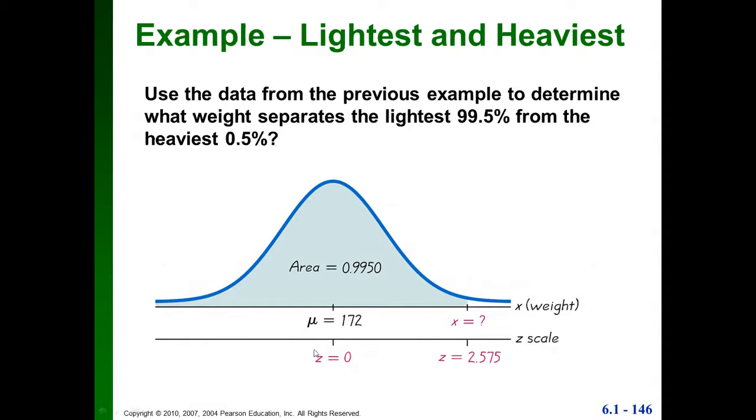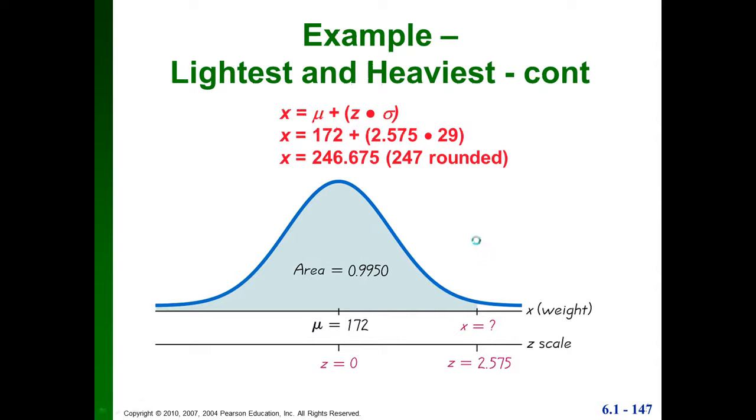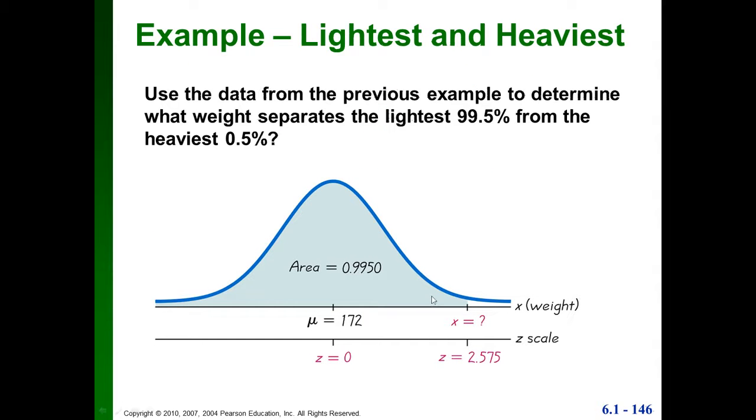In this distribution, the mean is 172, and the standard deviation is 29. We want to determine the weights to separate the lightest 99.5% from the heaviest 5%. Okay, so we have this right here as our drawing. Now what we're going to do is go to the tables and find the z-score that goes with that.